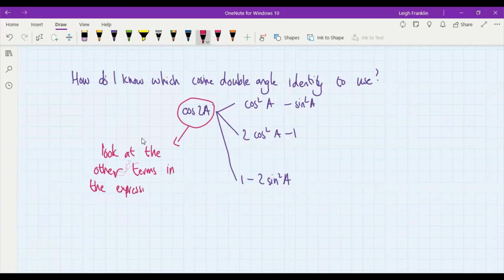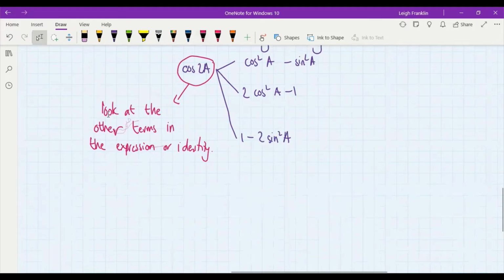So you're going to look at the other terms in the expression or identity or whatever it is. So now, for example, just move that up a little bit. Let's say they gave you something like this. Now here again, this is an identity, and maybe orange isn't the best color, I don't know how easy that is to see.